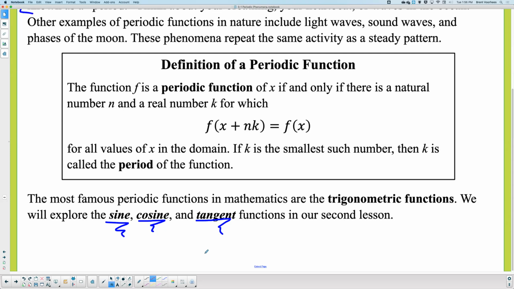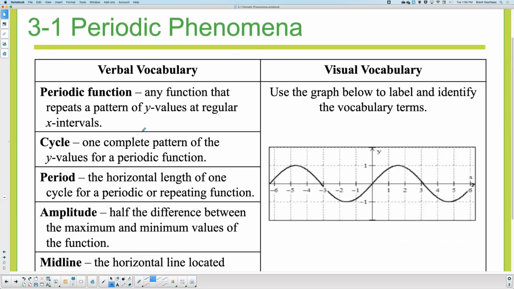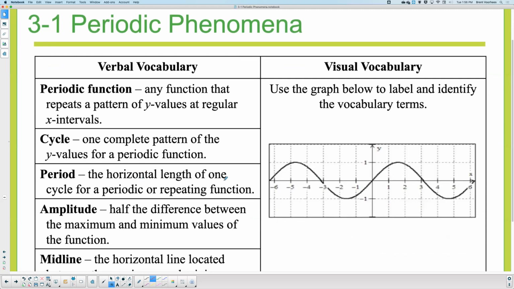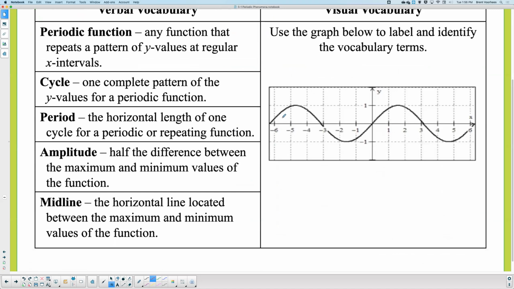Okay, with all that, let's start. So here, your verbal definitions, let's add to the graph. And so you can actually label here. The first thing is periodic. Is this periodic? Does it seem like it's repeating? Does it seem like it's following a pattern? This is periodic. It's repeating itself. Now, how do I know it's periodic?